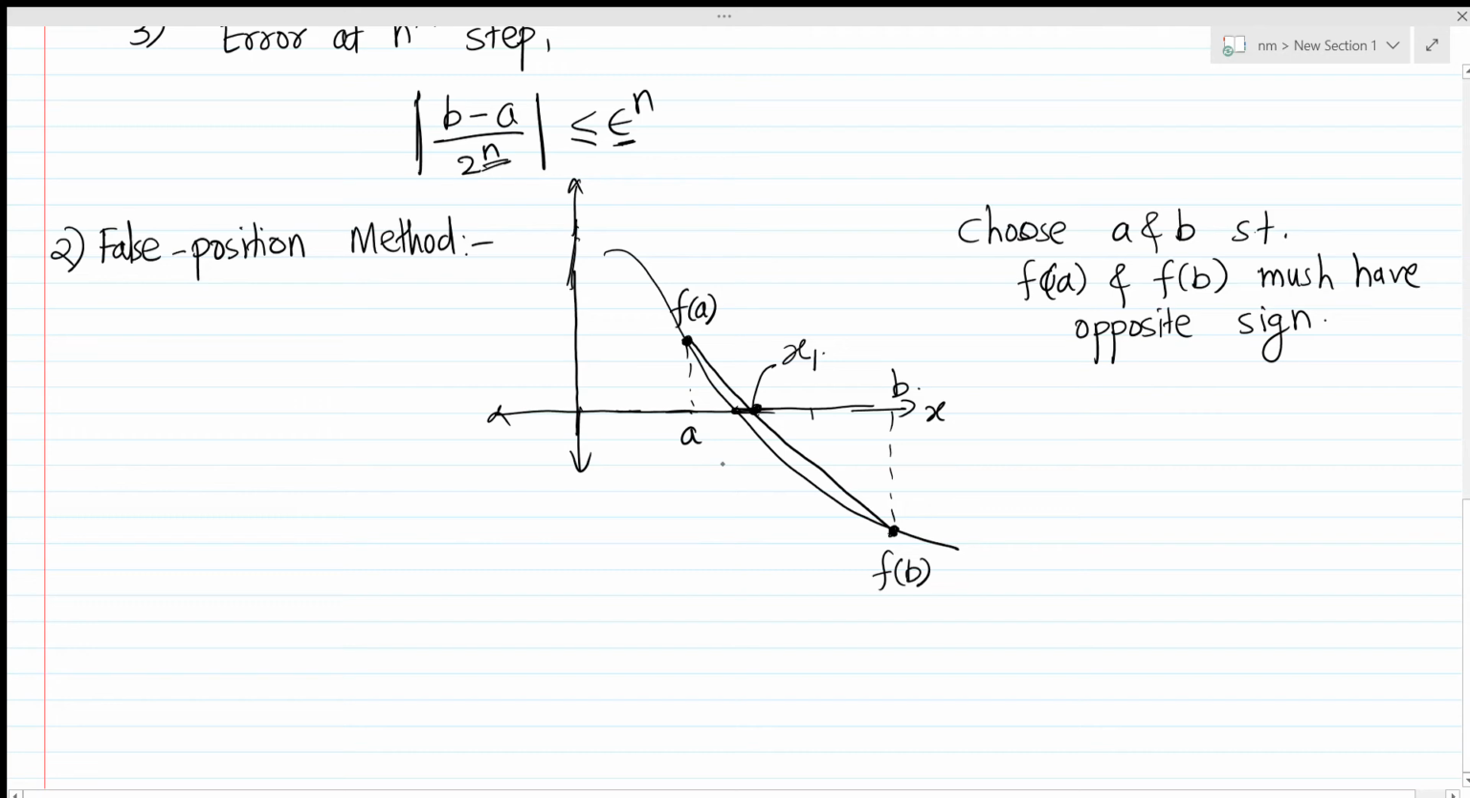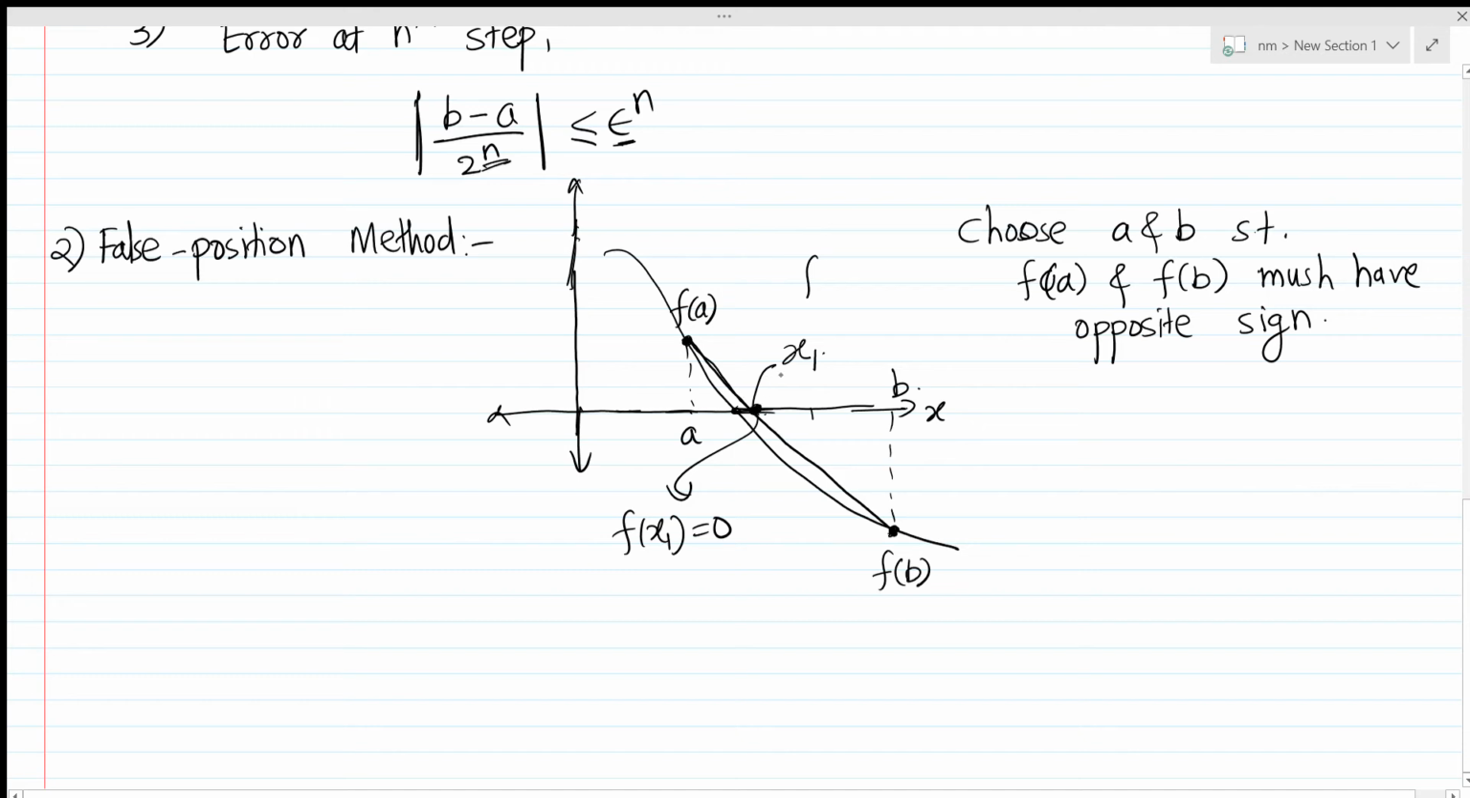It is simple to calculate. Consider this line and write the equation of the line. The slope of the line is the same, so we can write the slope. This value f of x1 must be where the line connects the x-axis, so f of x1 is equal to 0.